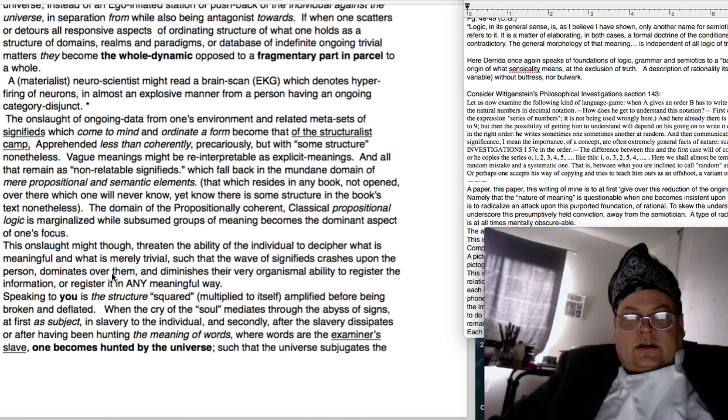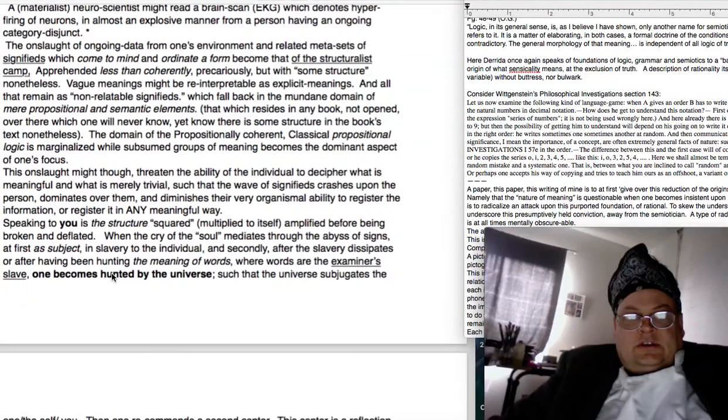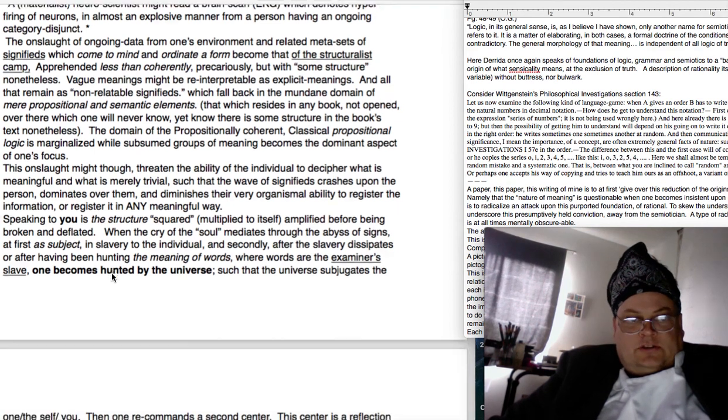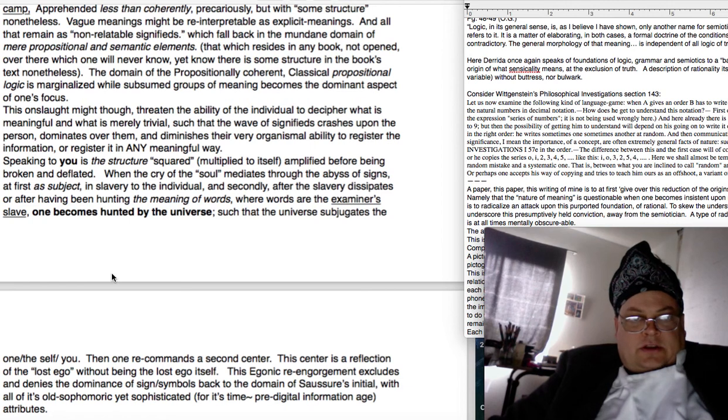The domain of the propositionally coherent, classical propositional logic, is marginalized, while subsumed groups of meaning become the dominant aspect of one's focus. This onslaught might, though, threaten the ability of the individual to decipher what is meaningful and what is merely trivial, such that the wave of signifieds crashes upon the person, dominates over them, and diminishes their very organismal ability to register the information, or register it in any meaningful way.